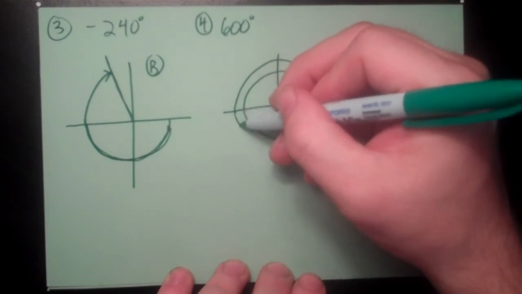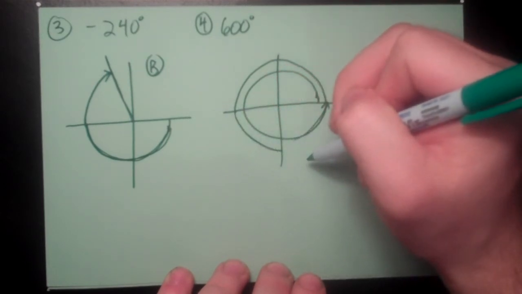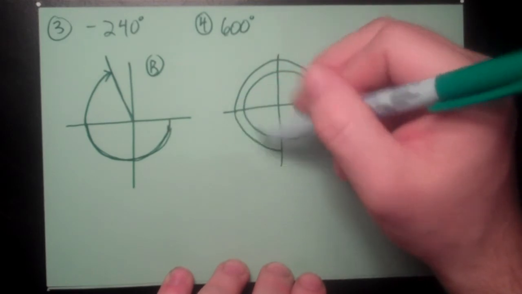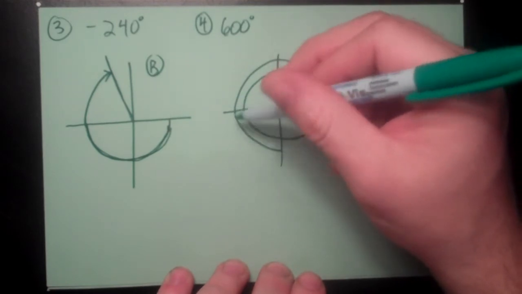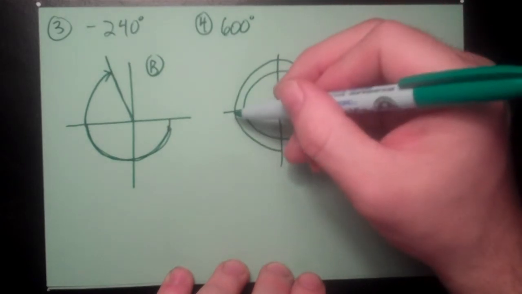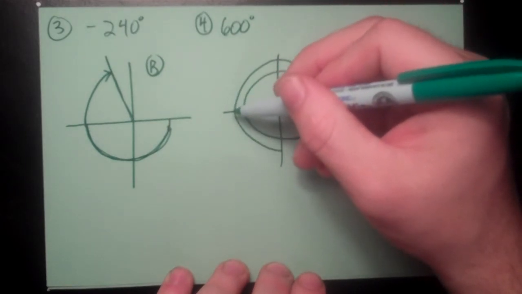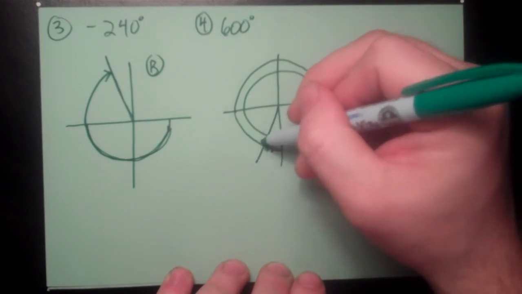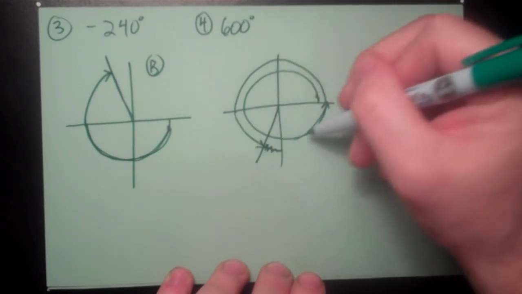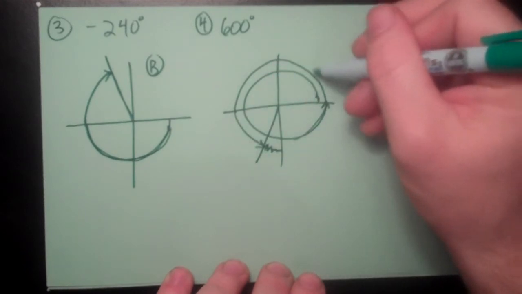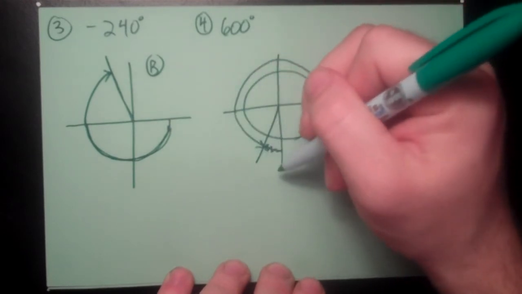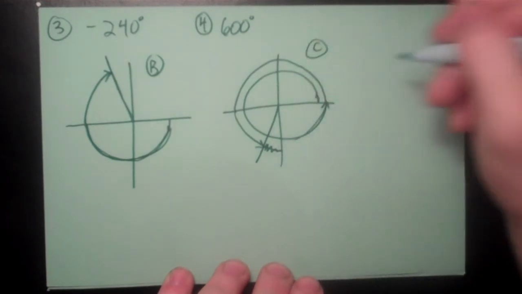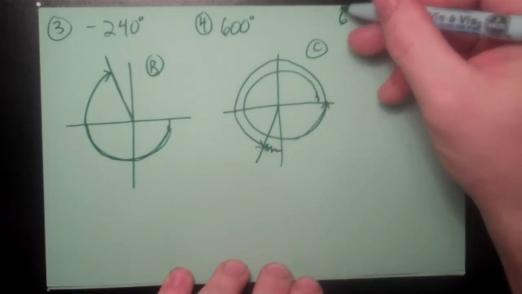And another 90 would be 630. So we've gone too far. We need to backtrack a little bit. So we're at 540 and we want to go to 600. That's another 60 degrees. That puts us right about there and not that much. So we go around one full revolution, another 180, and just a little bit more, and that looks like letter C.